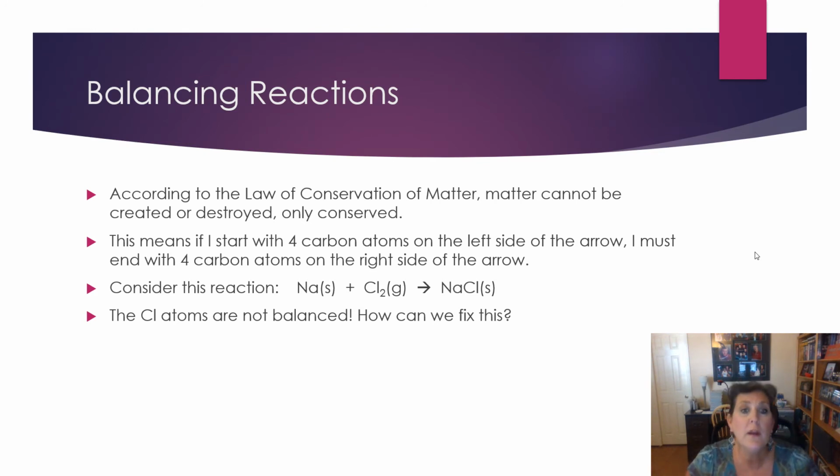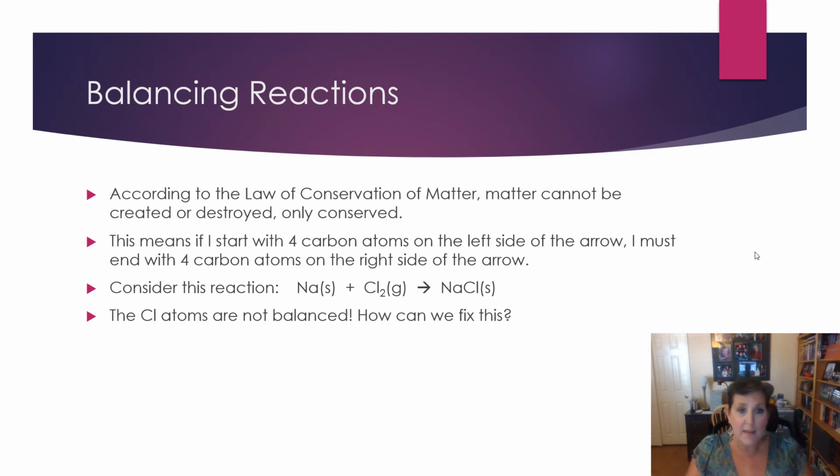So we can only put a number in front. So since we have 2 chlorine atoms on the left side, what can we put in front of NaCl to make 2 chlorine atoms on the right side? I hope you said a 2. You're right. We need to put a 2 in front of NaCl. Then we have 2 Nas and 2 Cls on that side of the arrow, the right side of the arrow.